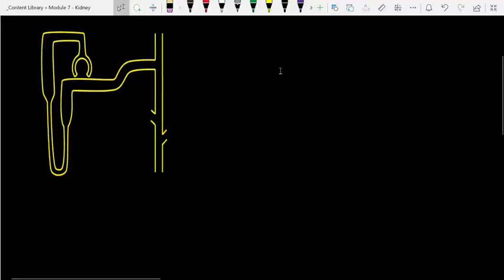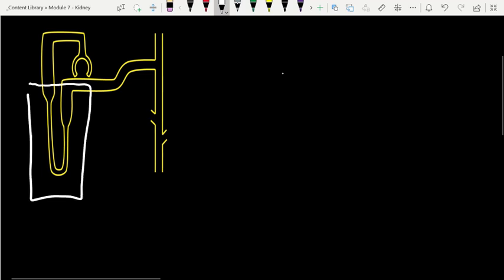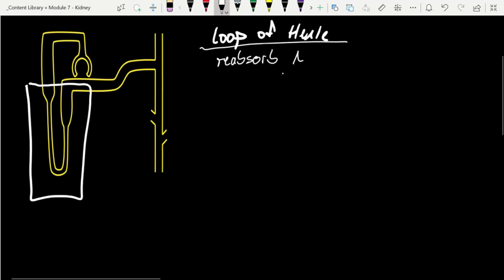Okay, here we are with the nephron. Today's discussion is all about the loop of Henle and what's going on in the loop of Henle. There's a couple of things. Just as a quick reminder, when we're talking about the loop of Henle, we're talking about this region right here. And as we mentioned previously, the loop of Henle primarily works to reabsorb salt.